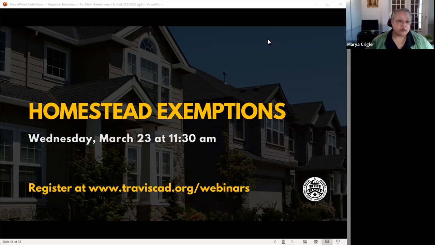So again, another word of caution to property owners that are new first-time homeowners: when you're purchasing your property and it's got exemptions in place, you inherit the general homestead. But if it's an over 65 or disabled persons, you may not inherit that if the property owner decides that they want to transfer.